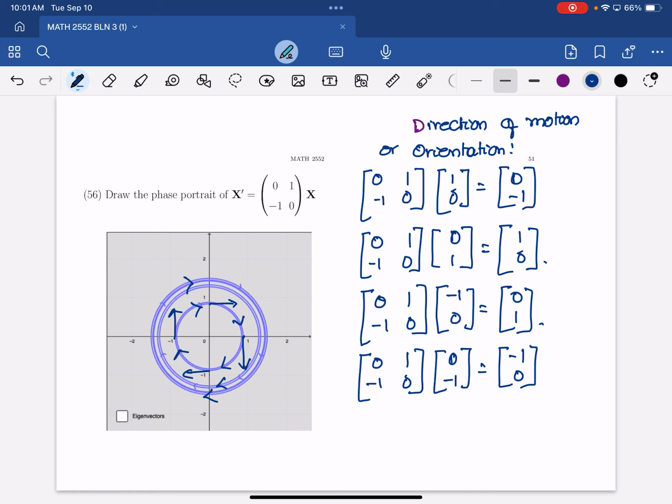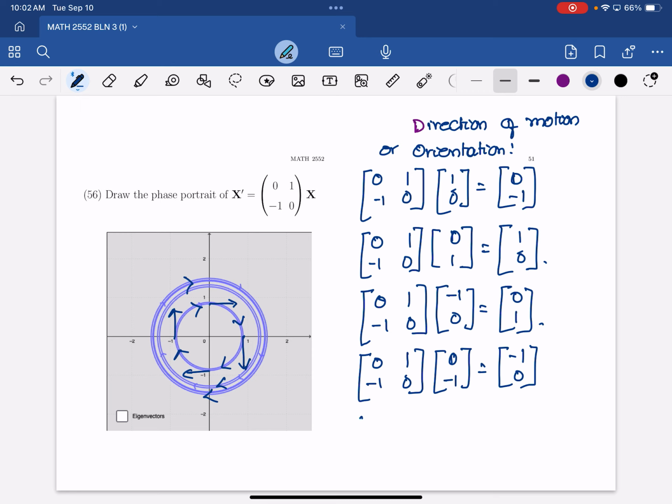For example, if I make this entry positive, then that would make it counterclockwise. I don't go into eigenvalues and eigenvectors here, but just the direction would be clockwise or counterclockwise. Are you with me on that? So it is possible, but not in this problem. This problem is clockwise. Everybody good?